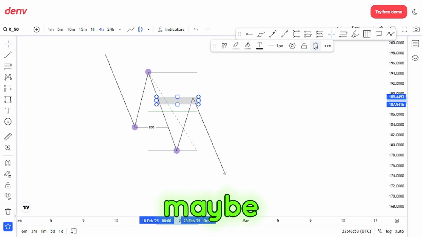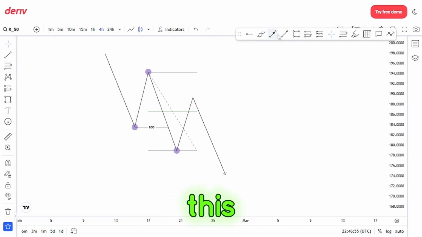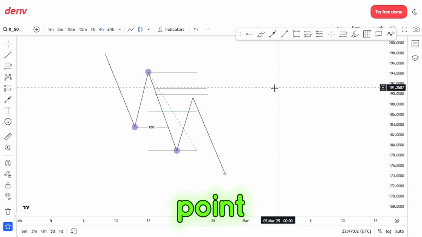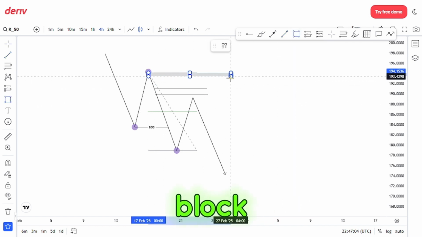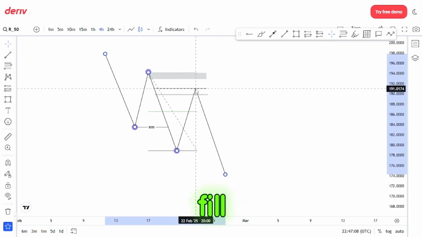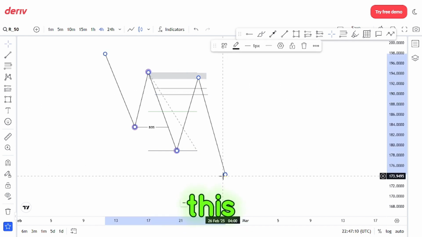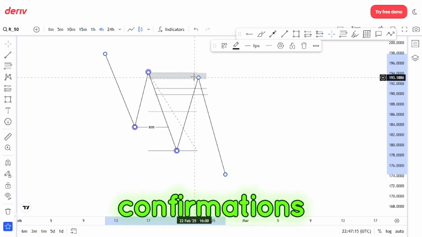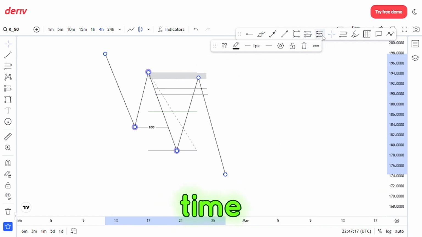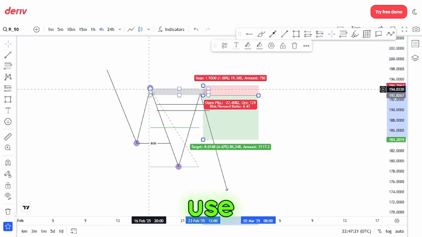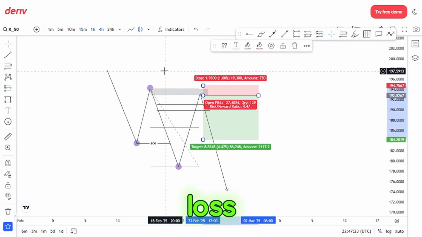So let's say you have a gap within this area here. You have this fair value gap within this point, and then there is an order block at the extreme. What will happen is that the market will just push up, fill this gap before tapping into this area or mitigating that supply zone. That is where you're going to look for confirmations on the 15-minute time frame, and your entry should be in this type of manner, whereby you use the previous high as your stop loss, guys.